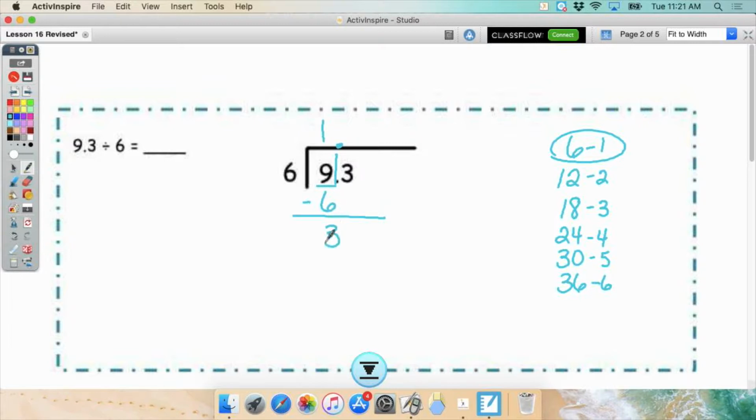Now I'm going to subtract. Can I bring down my 3? Okay. Why can I bring it down? Because my remainder is lower than my divisor. Good. Okay, which number is closest to 33? 30.